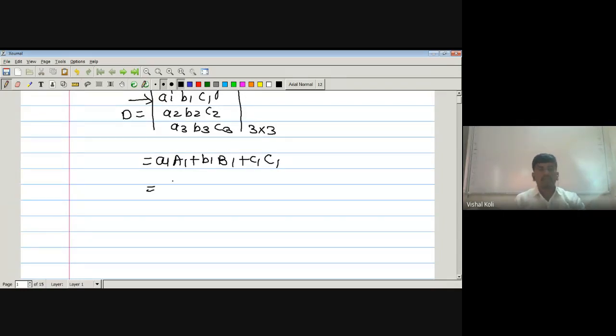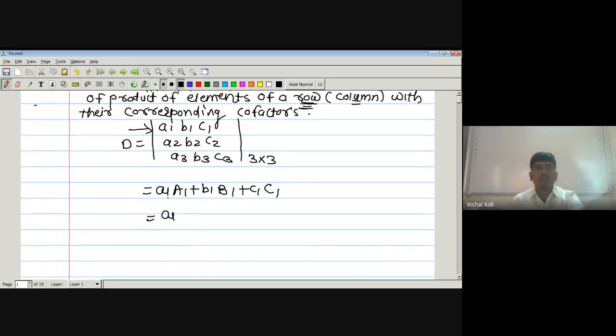Okay, now capital A1 is the cofactor of the element small a1, and the cofactor of small a1 is nothing but, first we have to find its minor, into -1 to the power i plus j, where i is the row in which the element is present, and j is the column in which the corresponding element is present. As here a1 is present in first row and first column, it is -1 to the power 1 plus 1 into its minor.